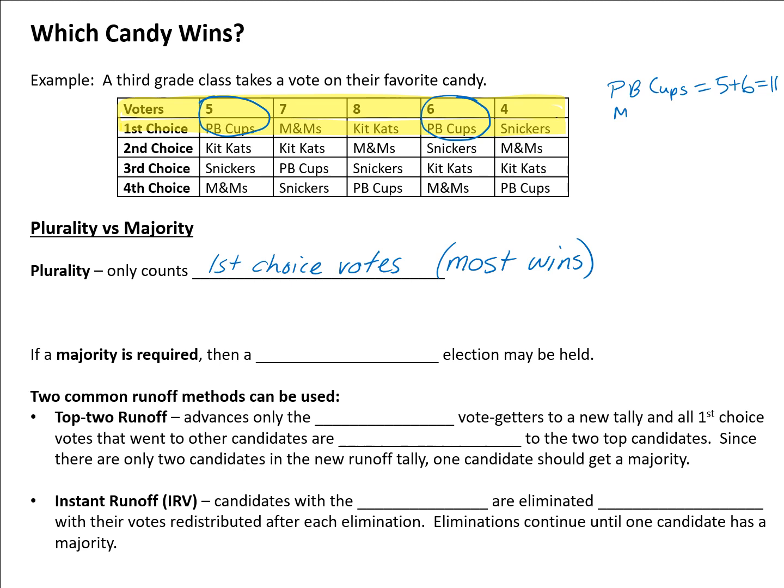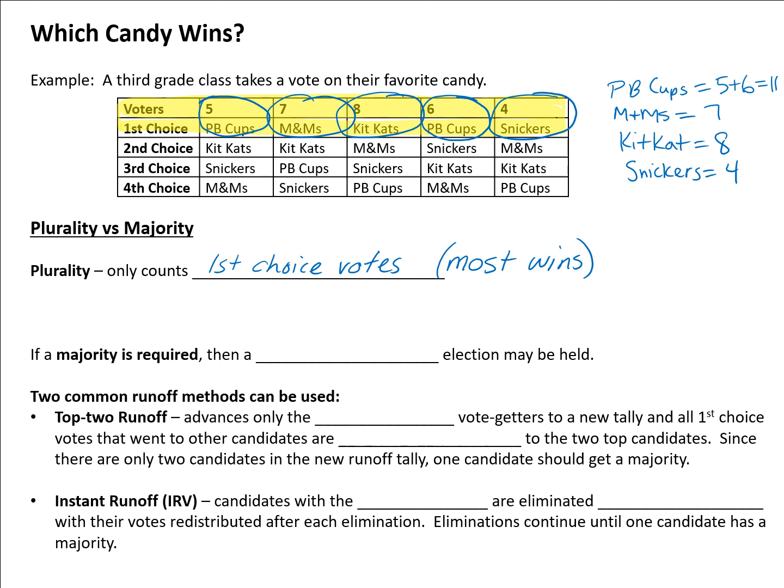Then we've got M&Ms. They get 7 votes and nothing else. Kit Kats get 8. And then Snickers gets 4. And then we've actually covered the entire class.